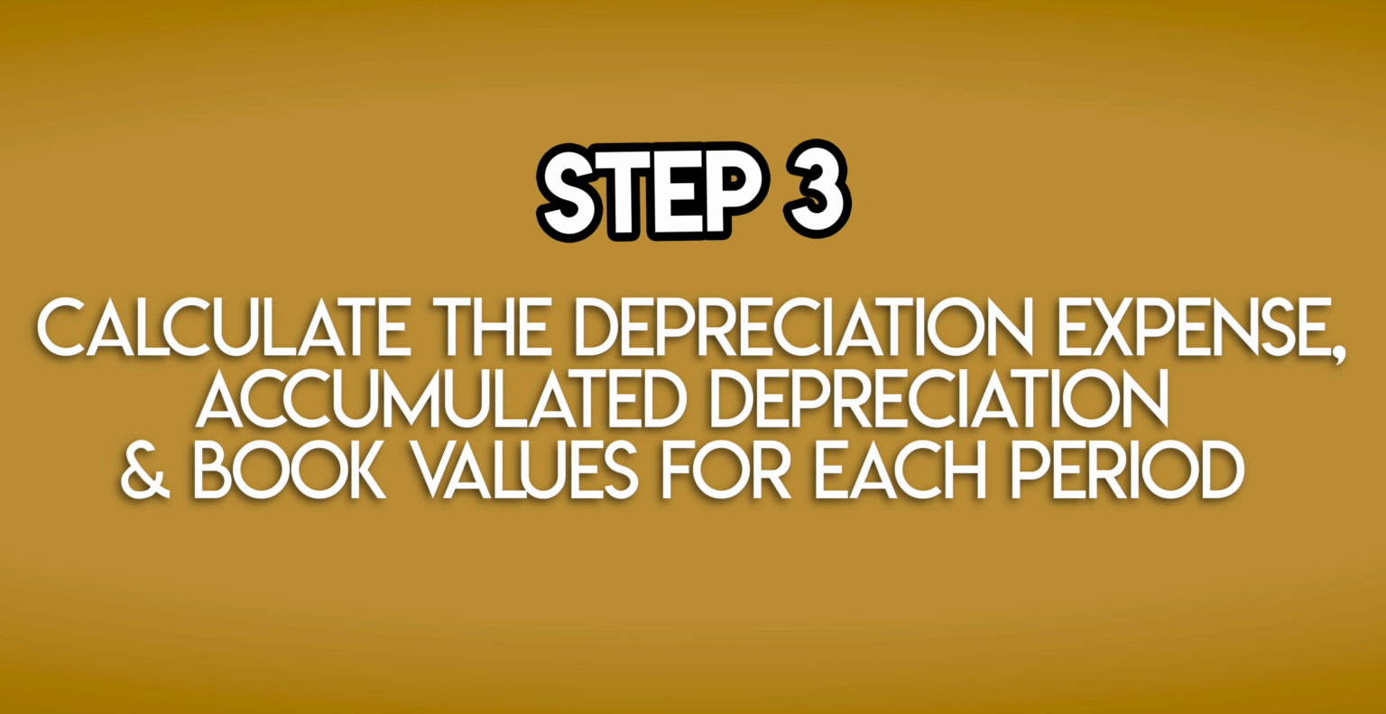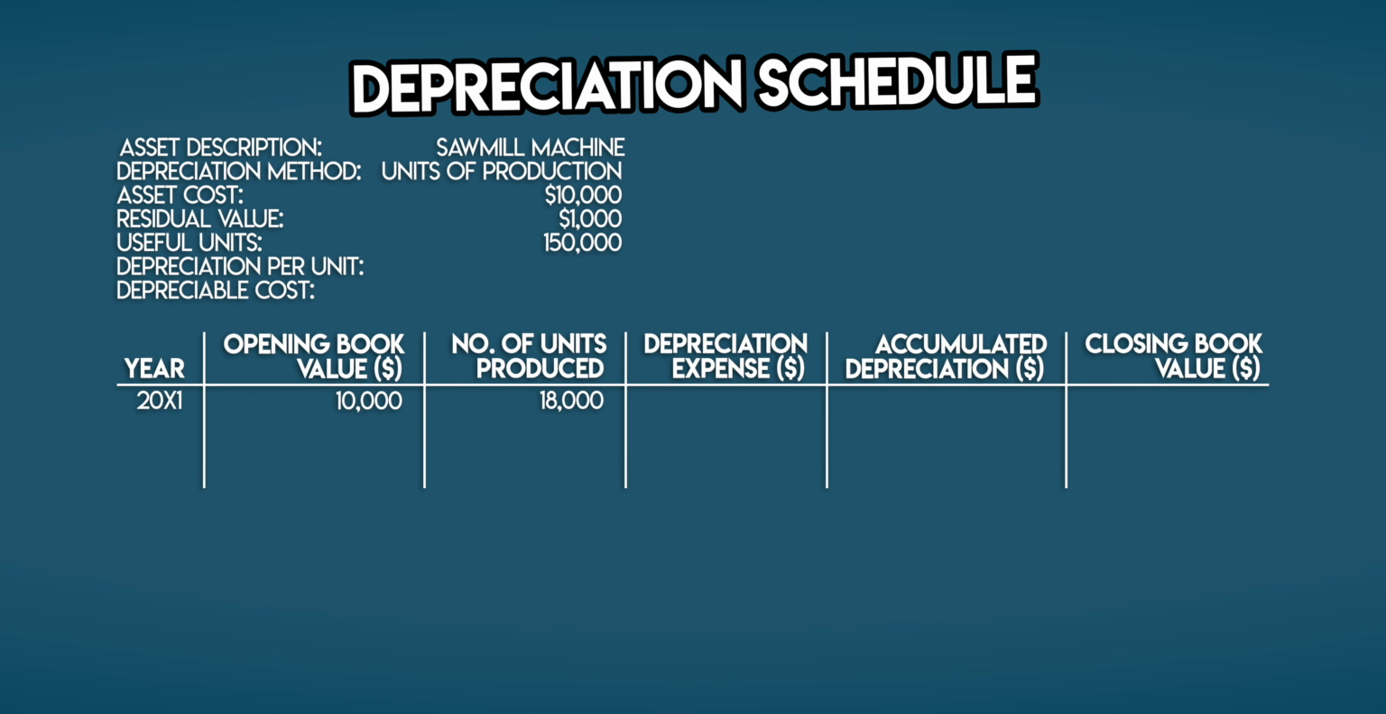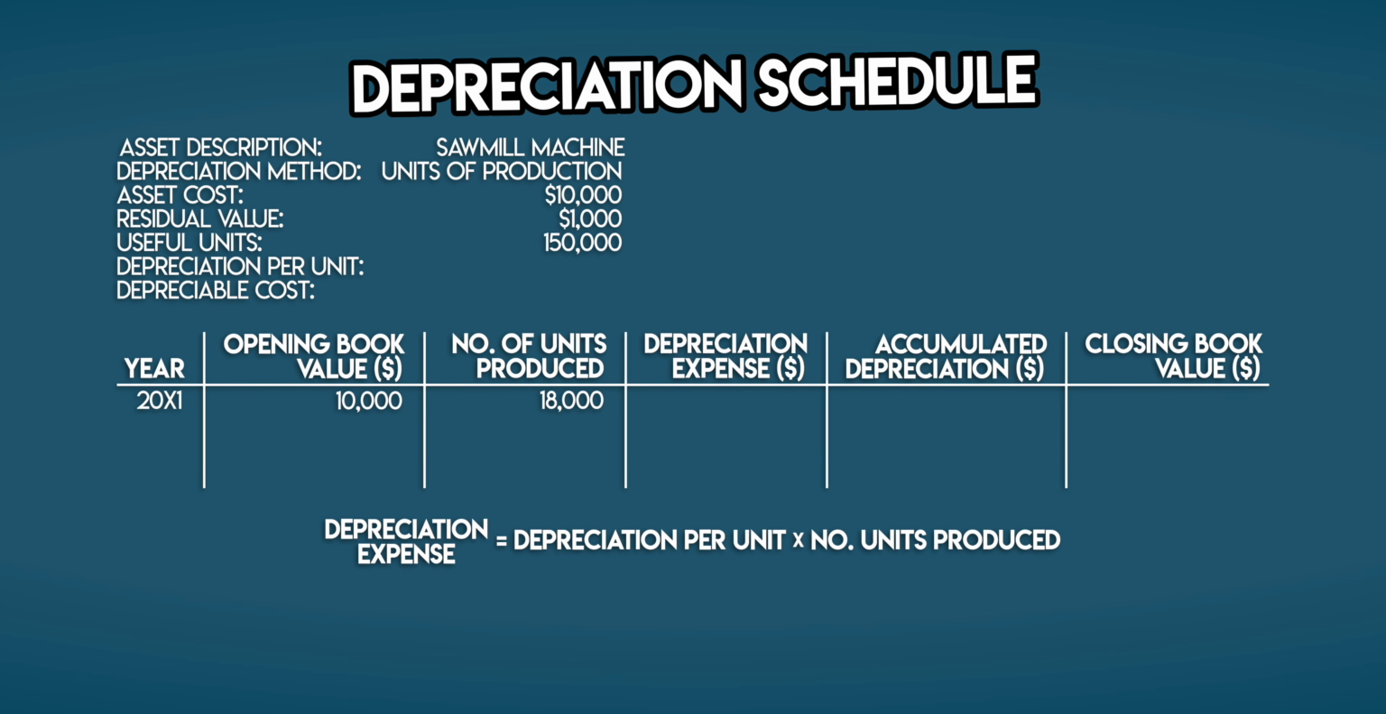Step 3. Calculate the depreciation expense, accumulated depreciation, and book values for each period. Now it's time for us to fill out the schedule, and we'll start with year 1, which is the first accounting period. Your opening book value is the carrying amount of your sawmill machine at the start of the year, and in year 1, this is $10,000, the same as your asset cost. Your business carefully records the number of units produced, and it turns out that in year 1, that was 18,000 units of timber. Now, your depreciation expense is your depreciation per unit multiplied by your number of units produced.